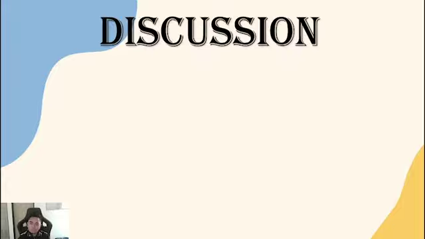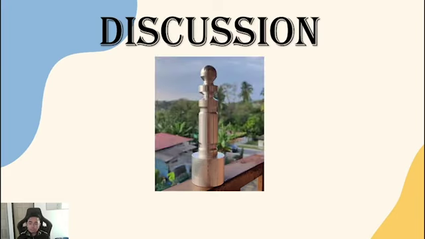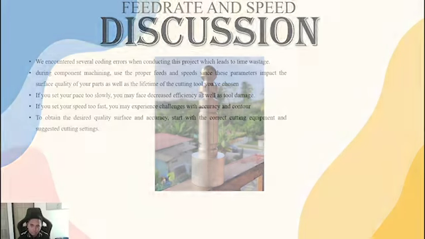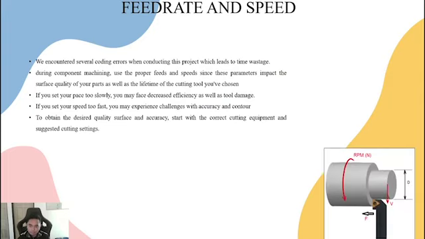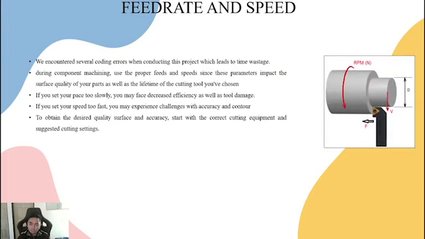Now I will discuss the discussion of our product, which is the bottle opener. From the product that we already mentioned, we only focus on 3 discussions. The first one is the feed rate and the speed of the spindle. As you can see in the explanation on the slide, we explain about the problems from the feed rate and the speed that we can find in the machining process.